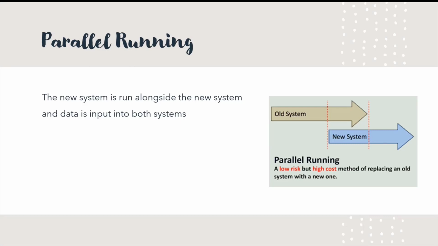The next one is parallel running, and this is when both systems are run at the same time to ensure that there's no flaws and that the new system is working 100%. And data is inputted to both systems, so both run alongside. However, for a short period of time, this is probably the most inefficient way and has a much higher cost. But large firms would do this because it has a very low risk involved, because if the new system crashes, the old system will remain and no data will be lost.